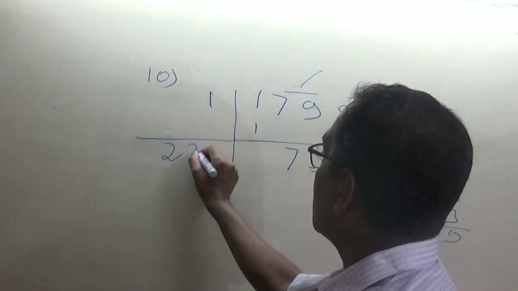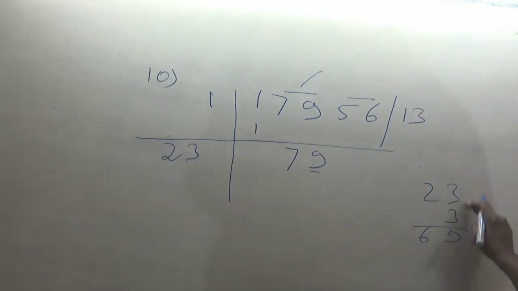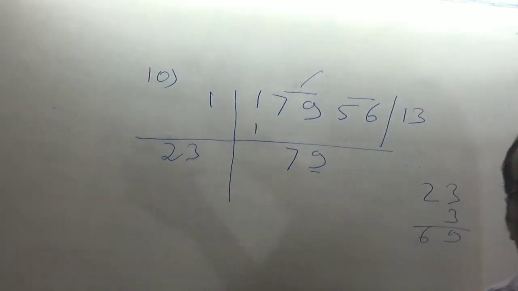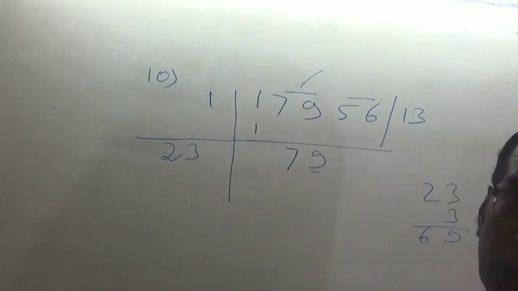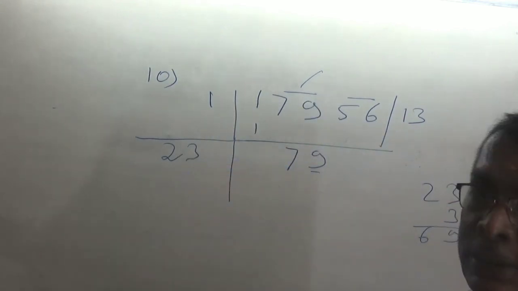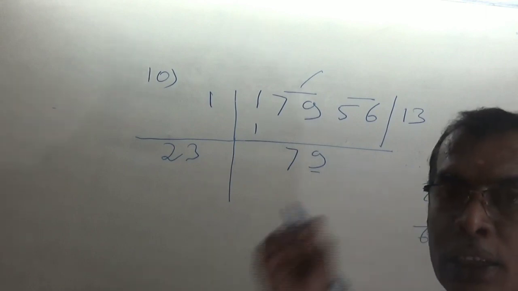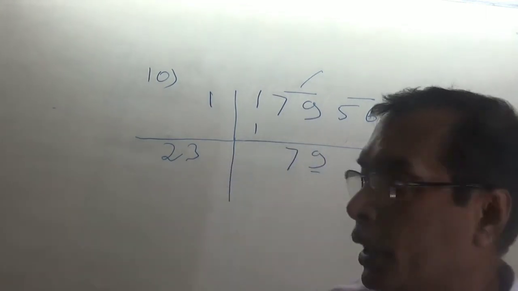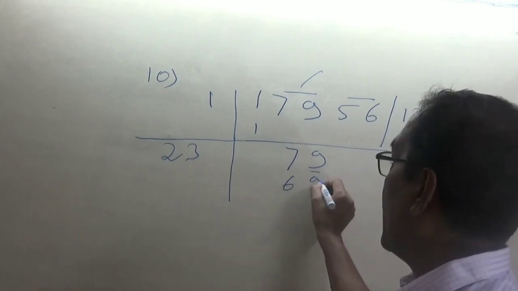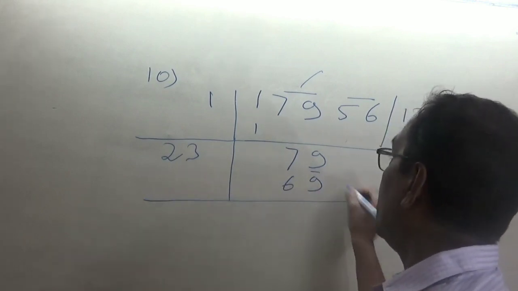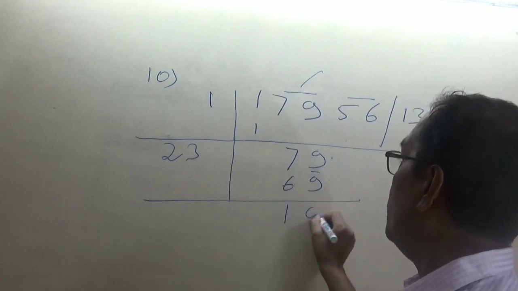Write here 3. Sometimes I am finding that students will take the test with 4. If it is coming less, they think that most probably with 4 it will come. If we take the divisions like this, then guessing will not be required. Directly you approach the point. No need to take the test with 4 here. Now subtract. 79 minus 69 will be 10.